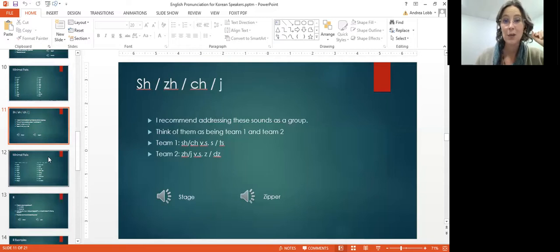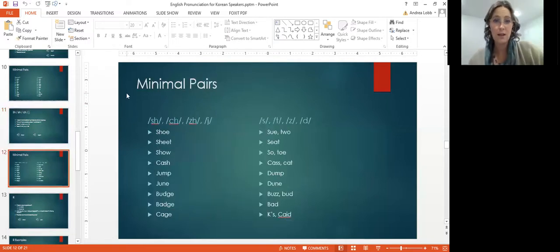Okay, let's look at some pairs. Again, like in the last video for B's and P's and F's and V's, I made a minimal pairs list. The only difference between the words in this list is the target sound. Sometimes I used an S, sometimes a T, a Z and a D, because those sounds do get confused with each other. So let's look at these differences.